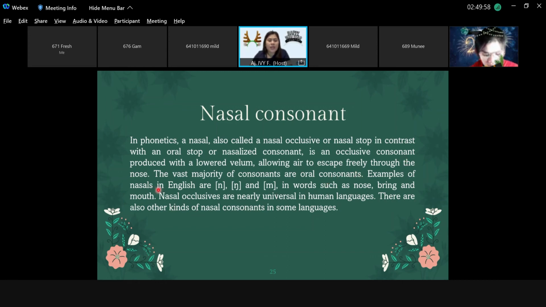Examples of nasals in English are okay, nasal from the word nasal, your nose, and from sing. So these words are nasal, coming out from your nose. In words such as nose, bring the mouth, nasal occlusives are nearly universal in human languages. There are also other kinds of nasal consonants in some languages.